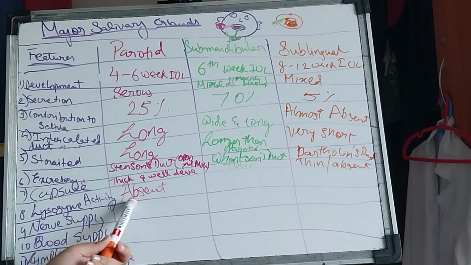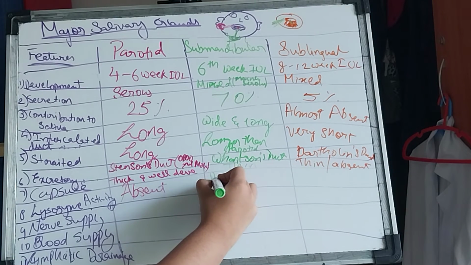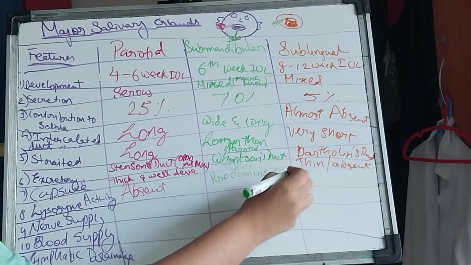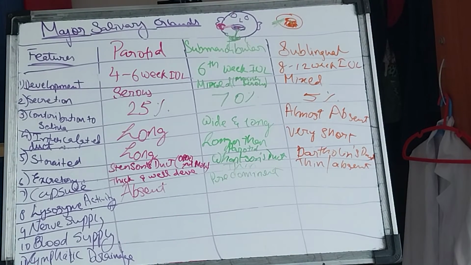But the lysozyme activity, that is the lysosome, is absent in the parotid gland, and in the submandibular it is predominant, that is the most. And in the sublingual, again, it is not that much, it's very less.